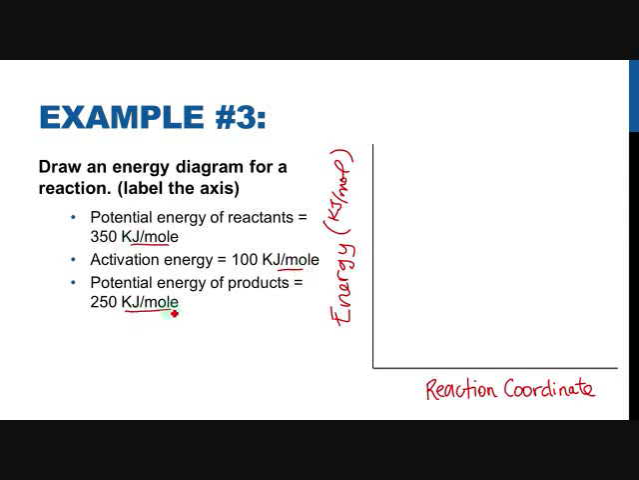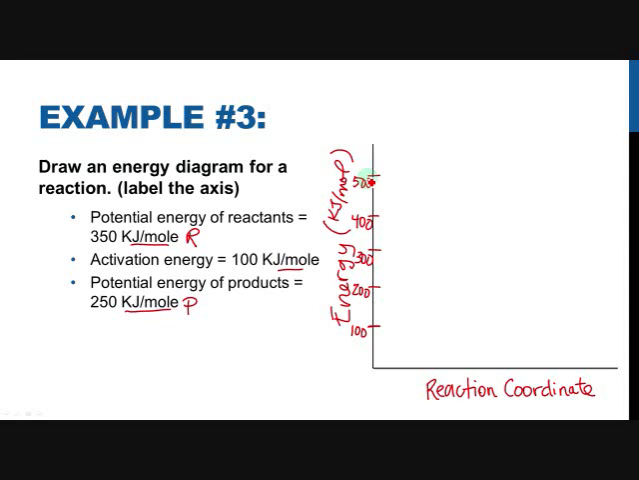Okay, now noticing the values of the products and the reactants, 250, 350. So I'm going to make my axes go in increments of 100. So we'll say that this line will be 100, 200, 300, 400, and 500. Seems like I have enough space.